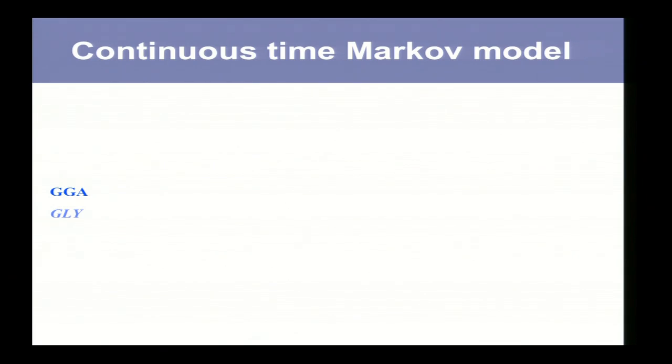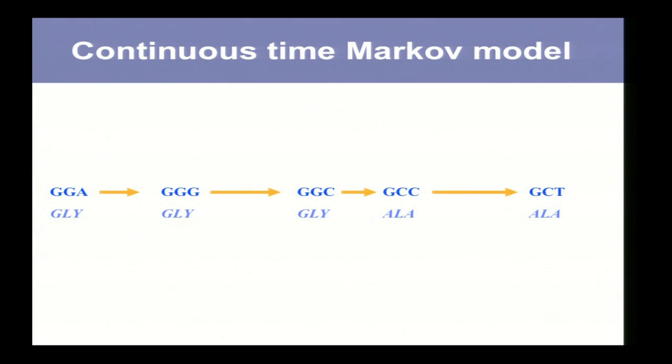Say it's glycine. It has this codon. At some point in time, a random point in time, it changes. It stays glycine. It's a synonymous change. And then it's a synonymous change again, and then it changes to alanine, at another random point in time, and so forth. Right? So we have jumps between states, and they happen at random points in time.